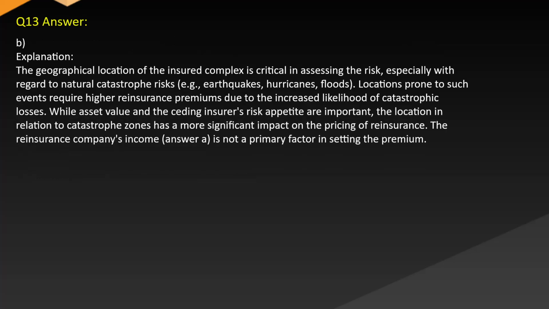Answer B. Explanation. The geographical location of the insured complex is critical in assessing the risk, especially with regard to natural catastrophe risks, e.g. earthquakes, hurricanes, floods. Locations prone to such events require higher reinsurance premiums due to the increased likelihood of catastrophic losses. The asset value and the ceding insurer's risk appetite are important, but the location in relation to catastrophe zones has a more significant impact on the pricing of reinsurance. The reinsurance company's income, answer A, is not a primary factor in setting the premium.